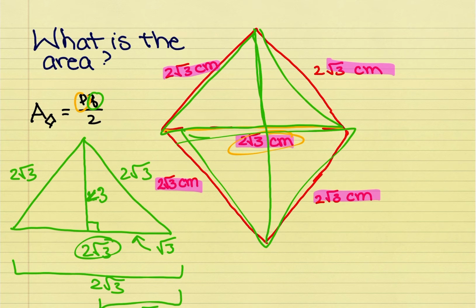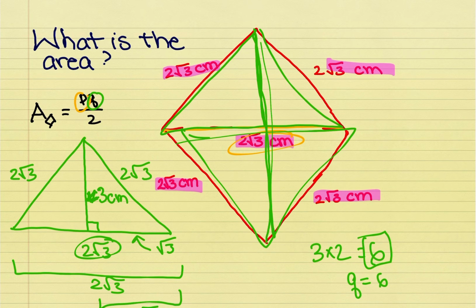Okay? 3 centimeters. And since this Q is 2 times this height, we're going to multiply this height by 2. So 3 times 2 is 6. So we know that Q is equal to 6, and we already know that P is equal to 2 root 3 centimeters. Now let's plug that into our formula, and then we will be done.